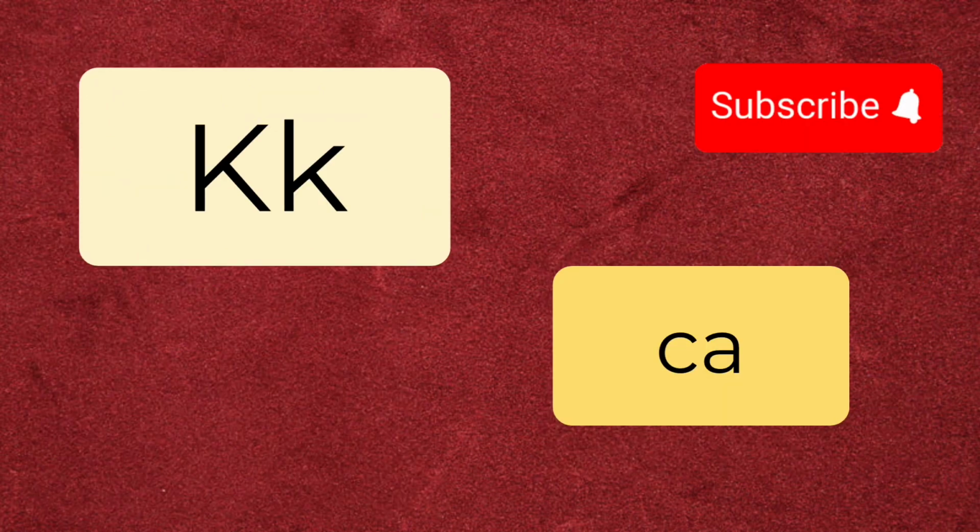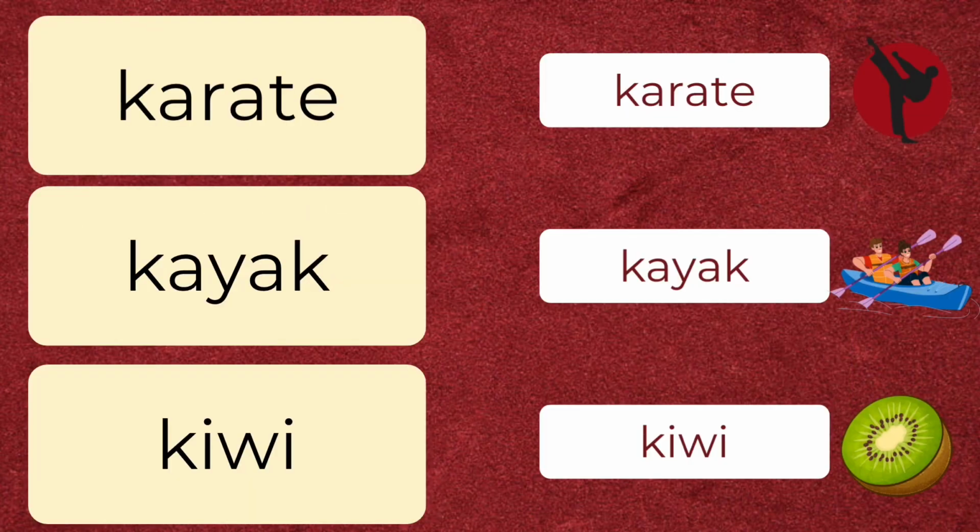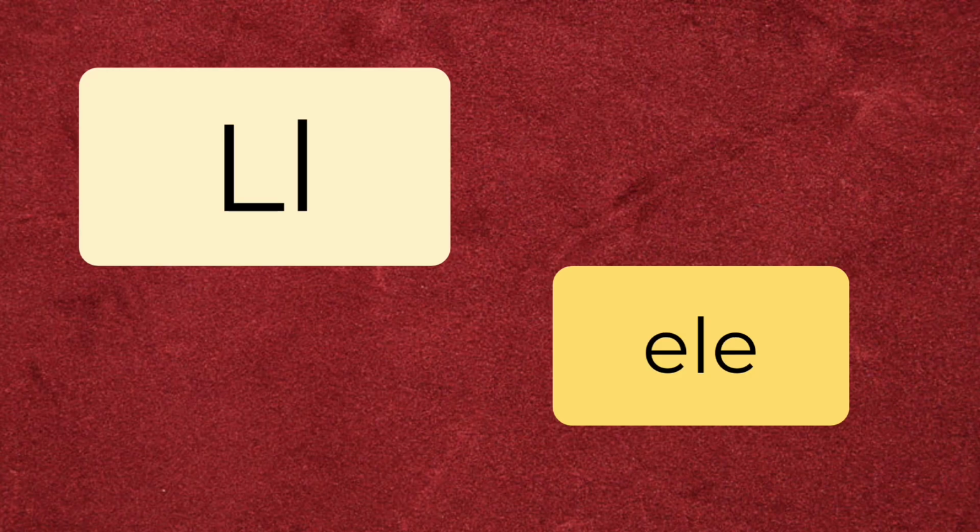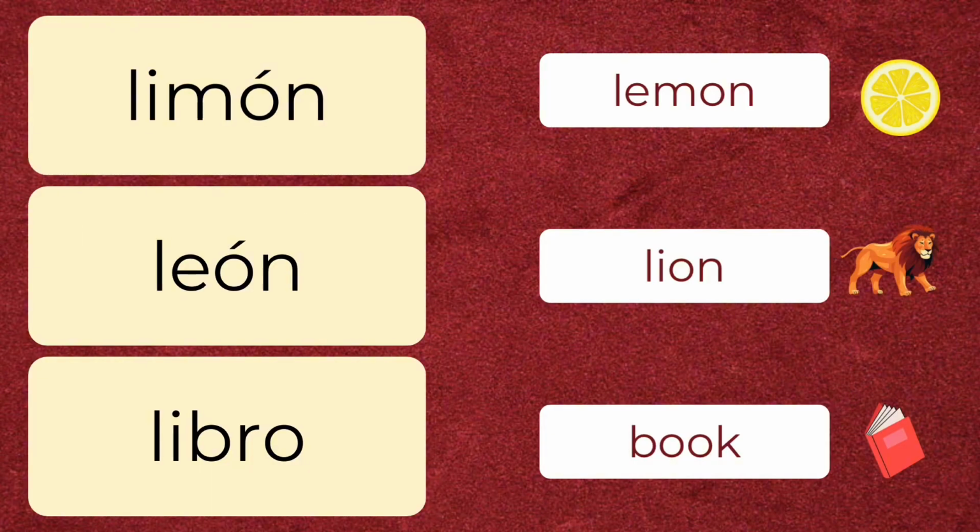Letter K, and it always sounds like K. For example, karate, kayak, kiwi. Letter L is called L in Spanish, and it sounds L.